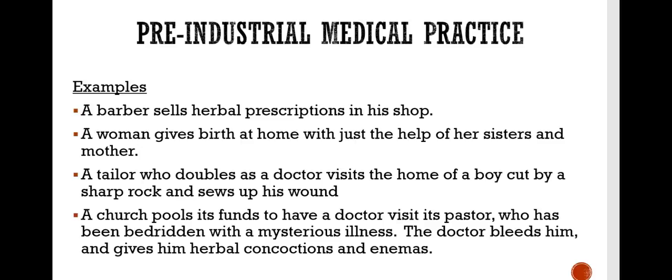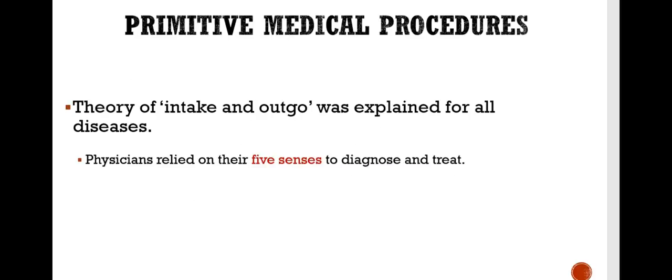And a church pools its funds to have a doctor visit its pastor who has been bedridden with a mysterious illness. The doctor bleeds him and gives him herbal concoctions and enemas. The theory of intake and outgo was explained for all diseases, and that's why they did the bloodletting, and the use of enemas and such is based on this theory that something entered the body, we need to get it out of the body. And physicians relied on their 5 senses.